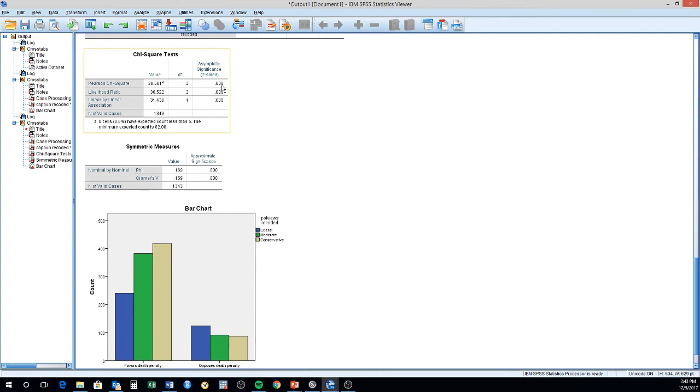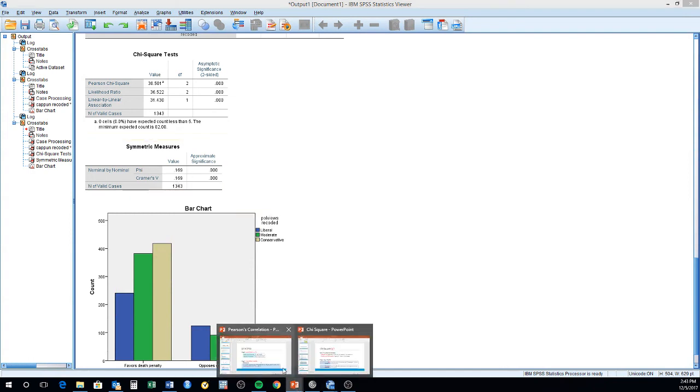Now, to find out how strong this relationship is, you will have to go here to the symmetric measures of strength of relationships. When we look at Cramer's V, we see that Cramer's V equals 0.16, which represents a weak relationship. So how would you write this up?